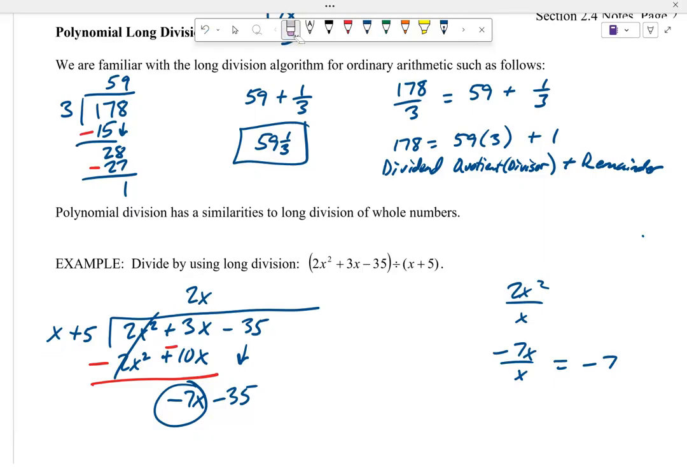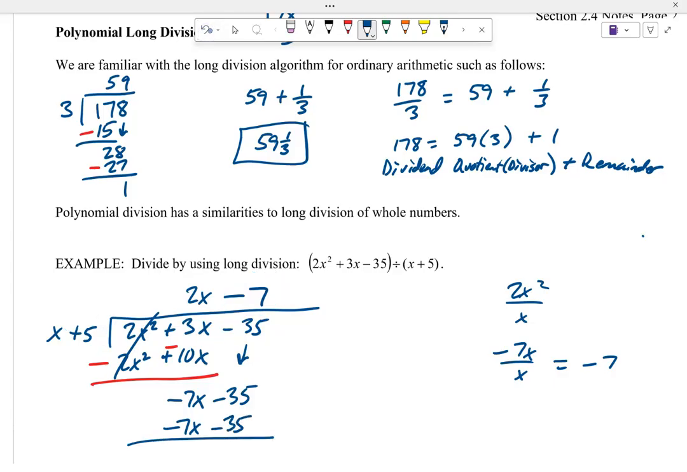So what times x gives me negative 7x? Hopefully you say that's a negative 7. Now I'm going to multiply through that divisor. So negative 7 times x is negative 7x, and then negative 7 times 5 is a negative 35.